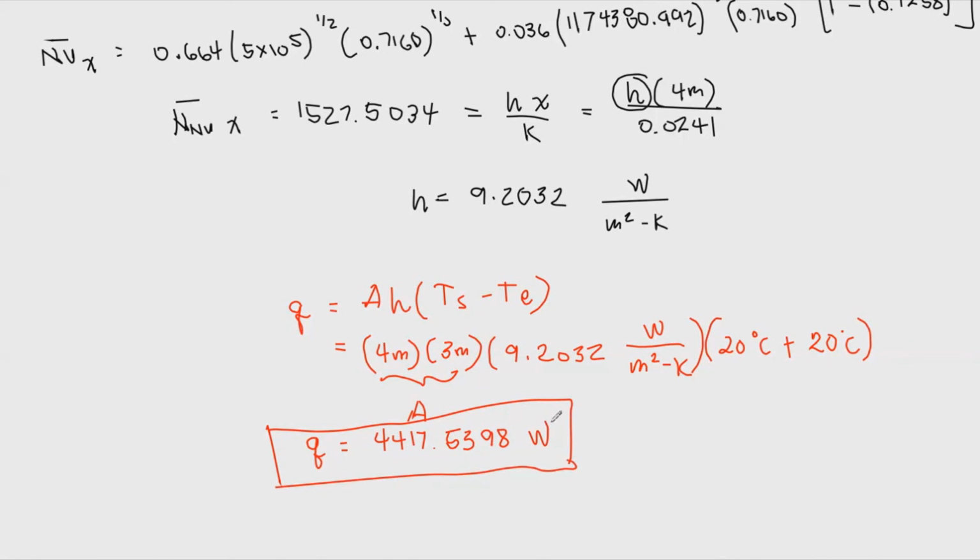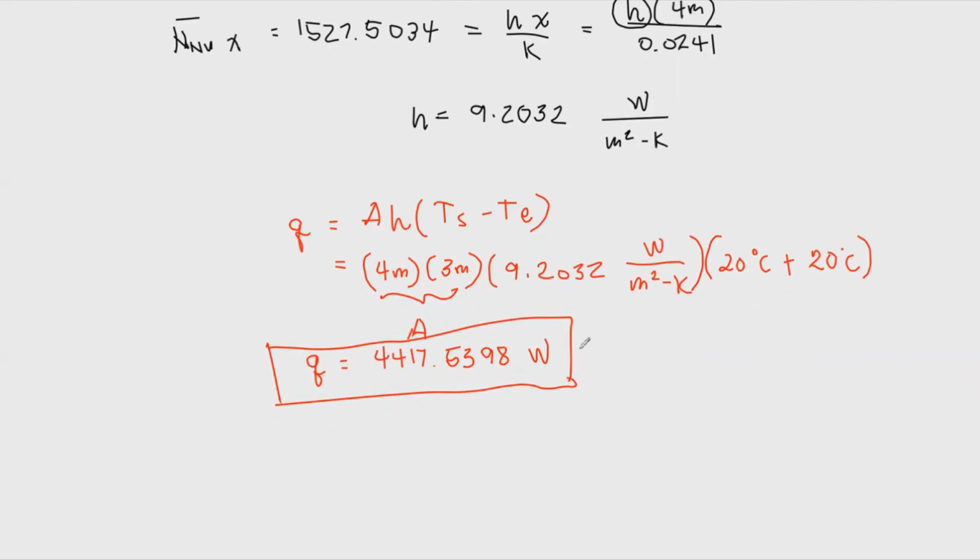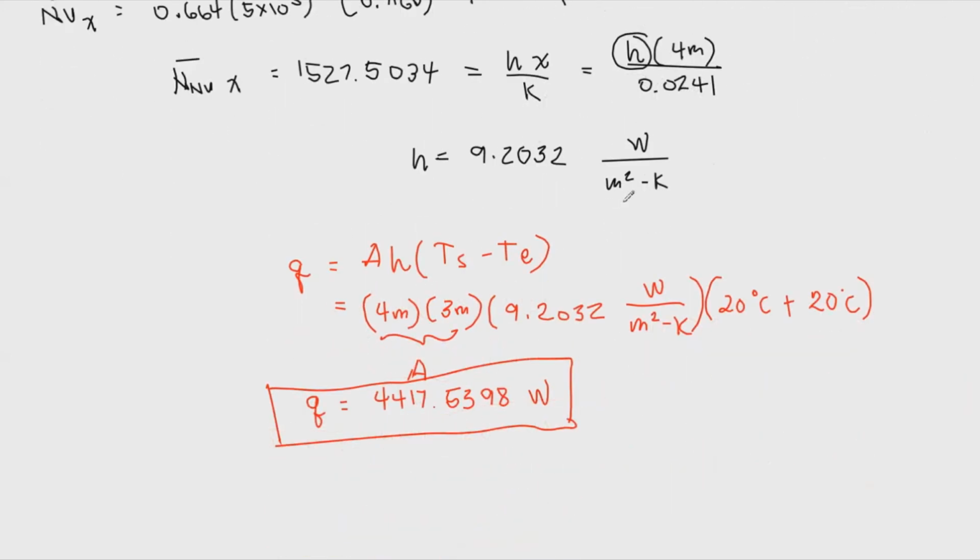So the air that flows parallel to this wall would be conducting a heat of about 4,000 watts, or 4 kilowatts in estimate. I hope you've understood how this lesson works, and let's proceed with the last number.